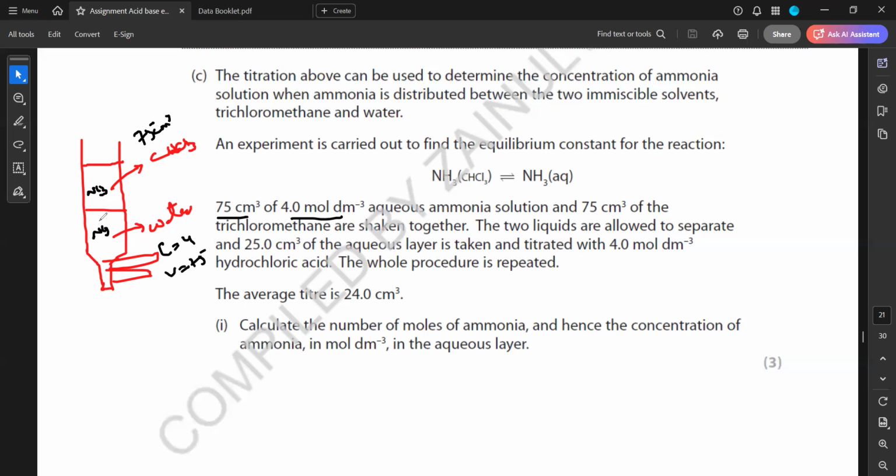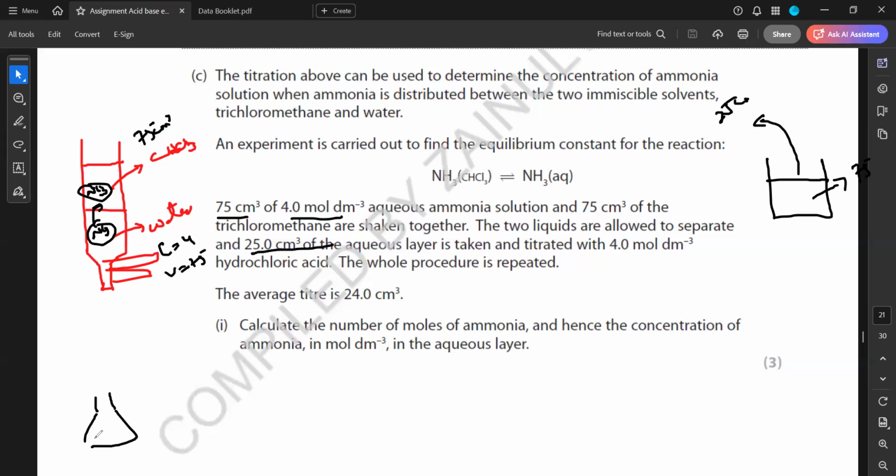Some ammonia will be there in water. Originally, all the ammonia was there in water, aqueous. But some ammonia dissolves in trichloromethane as well. Now, we separate the two layers and we take only the aqueous layer, the one with water. And from this water layer, which was 75 cm cube, we only take out 25 cm cube. So we took out 25 cm cube and we titrate.